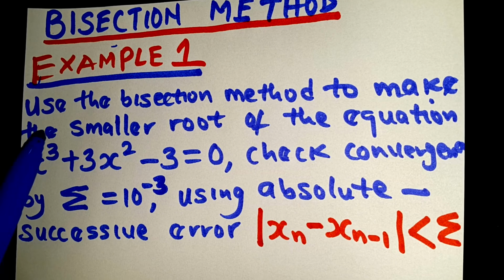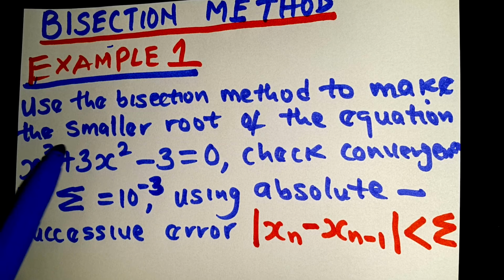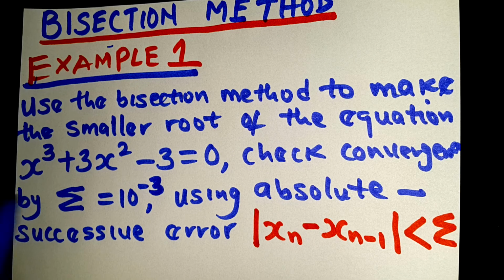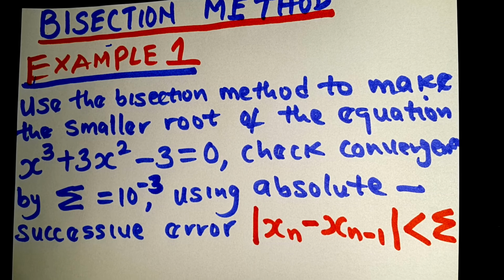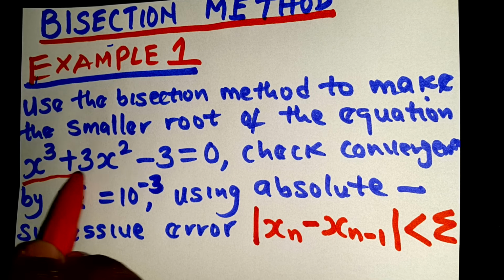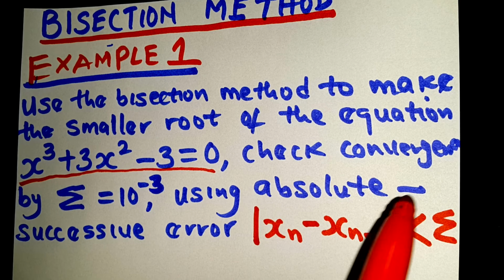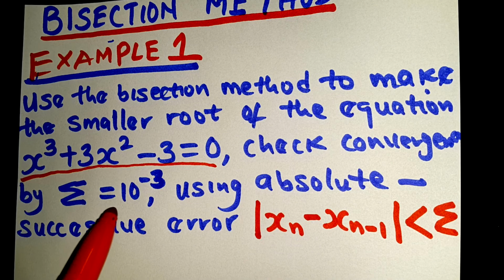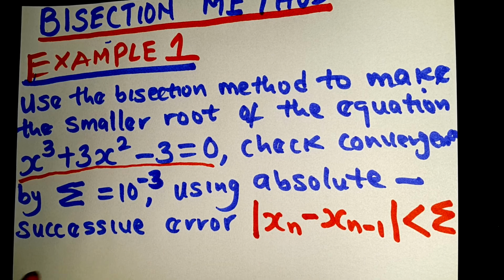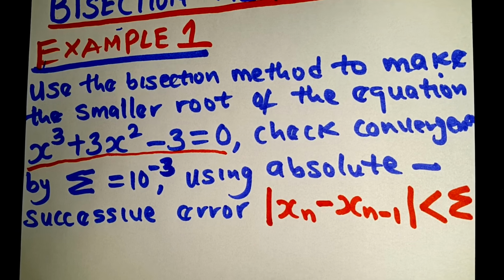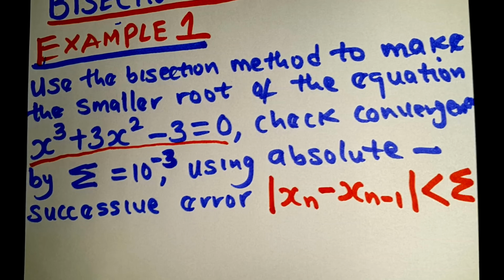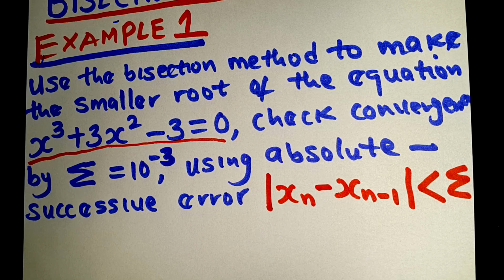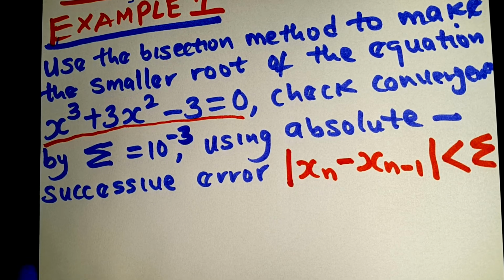It says use the bisection method to find the smaller root of the equation. Here's our equation. Check convergence by our error equal to 10 raised to the power minus 3 using absolute successive error. So the first thing you have to do is to write out our function.